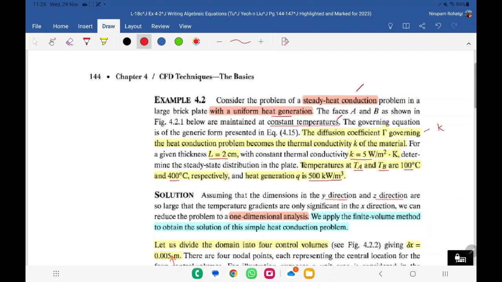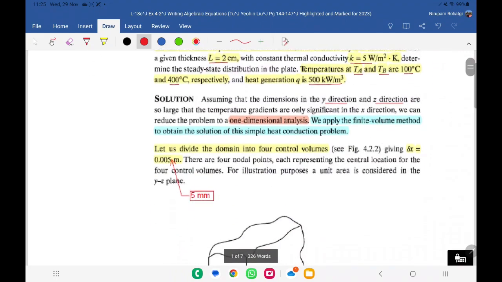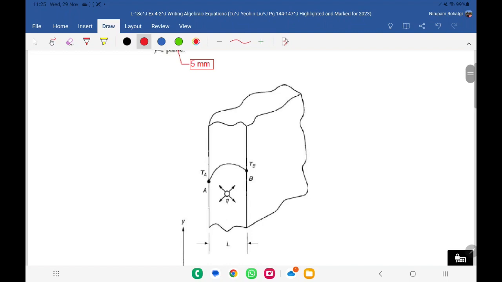And now we have to solve this. Let me just show you this on the diagram. This is our plate, which is, I think, 2 centimeter thickness. Now this side we have infinite, and also this side we have infinite. This side TB is equal to 400 degree C, and this side TA is equal to 100 degree C.